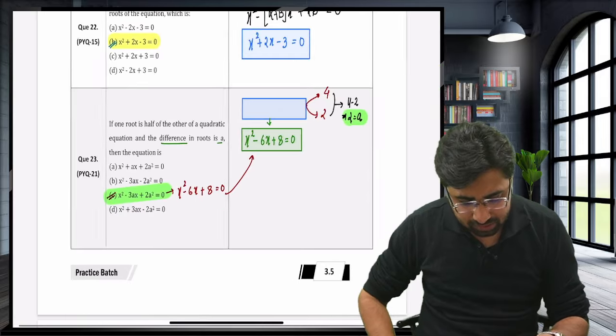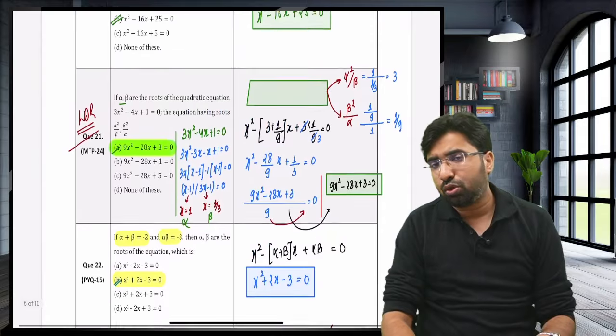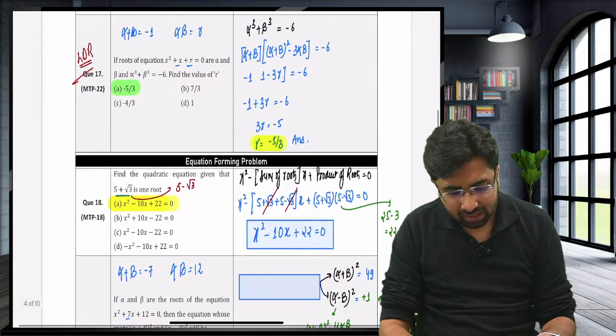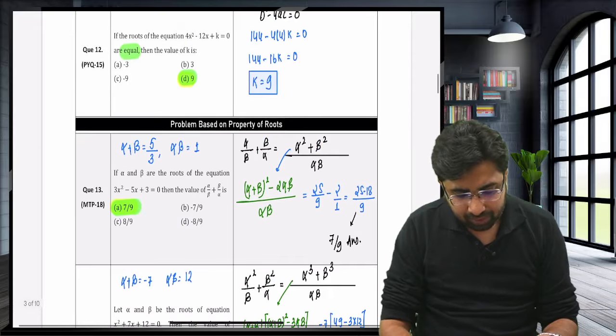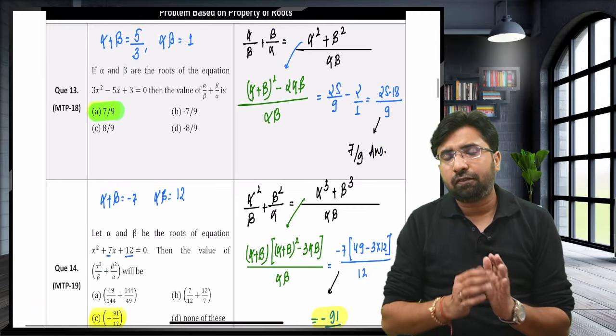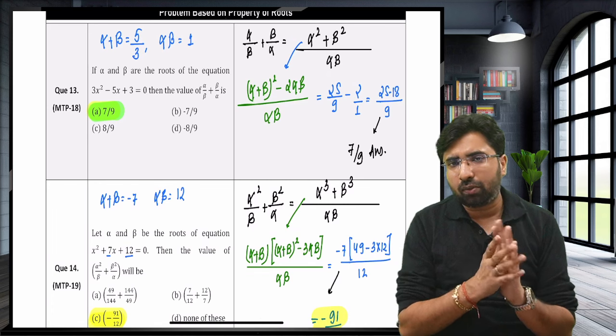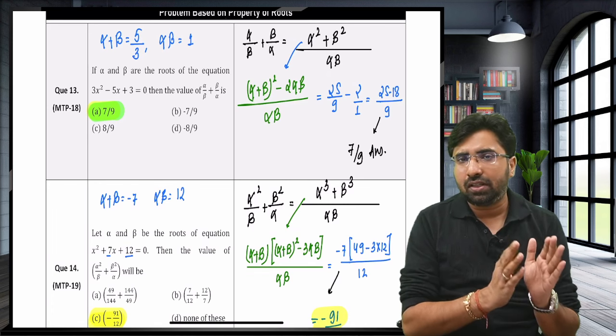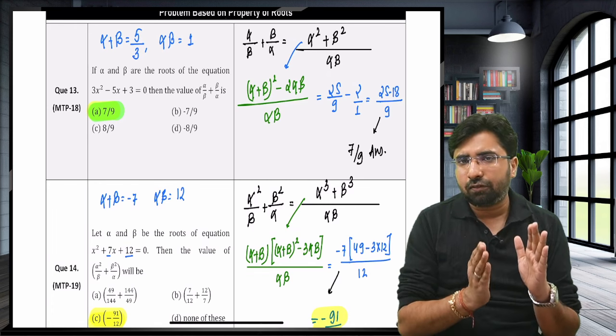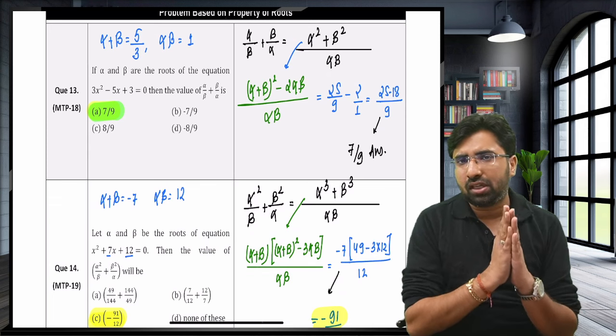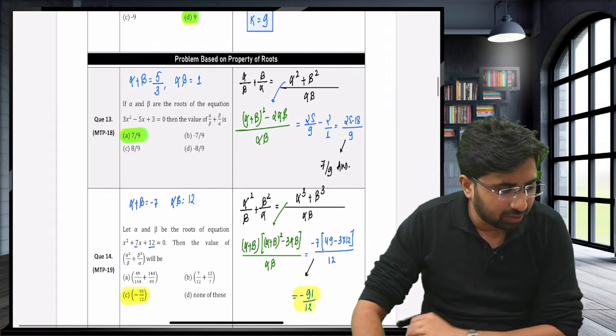So guys, this is how I suggest you should solve the questions. Here we are done with the third variation: when the question is in the alpha beta category, we are done with the formation of the equation category, we are done with the nature of the roots, and we are done with finding the solutions of the equation. Moving towards the next category.